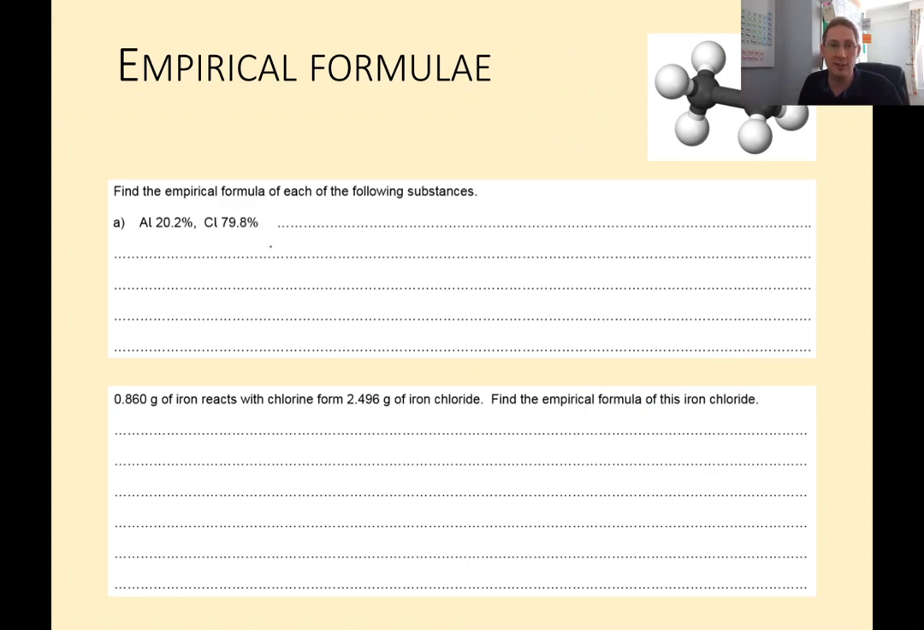Another thing is the idea of the empirical formula. I have my trusty calculator here, so I will be doing these live. Find the empirical formula of each of the following substances. Well, we've got 20.2% aluminium, so that's 20.2 grams. Divide by the relative atomic mass of aluminium, which is 27. 20.2 divided by 27 is 0.748 moles of aluminium in 100 grams.